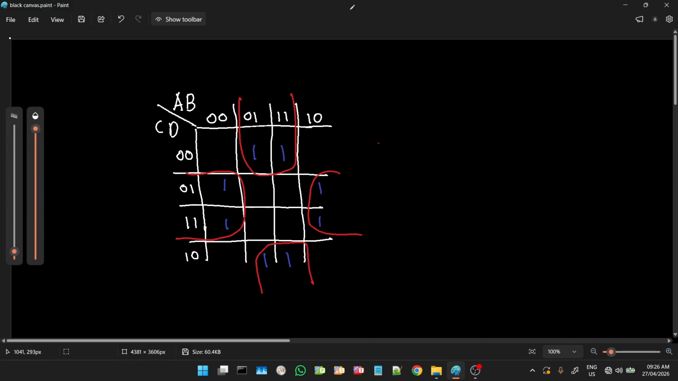I recommend you practice a little bit with K-maps. This is how you use K-maps. I'm going to admit I haven't explained it in great detail, so I'm going to link the people who helped me study this down in the description.